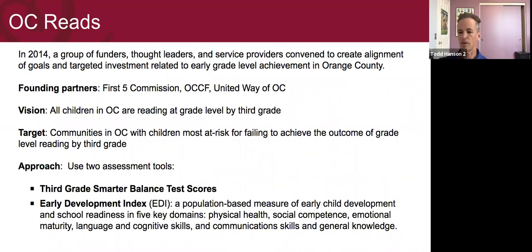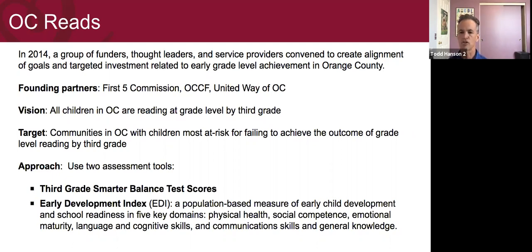This one was led by a big funder in Orange County called the First Five Commission. In California, we have a big tobacco tax that generates a lot of revenue, restricted to programs for ages 0 to 5. It's a quasi-government organization that focuses just on child health and well-being. They did the Early Development Index study, and then came to the Community Foundation and United Way to partner to tackle the literacy problem in Orange County.